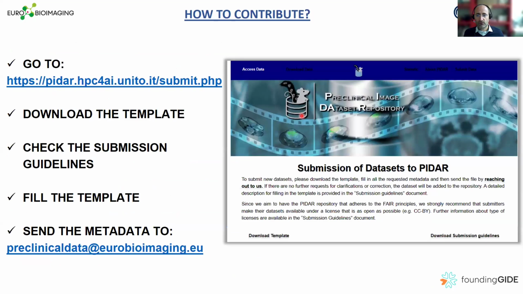You can also contribute if you want. You just go to the submit page of the PIDA repository. You can find here the template that you can fill in by following the submission guidelines, and after you fill in the template, you can send us the metadata template, and then we will upload the dataset to the repository.